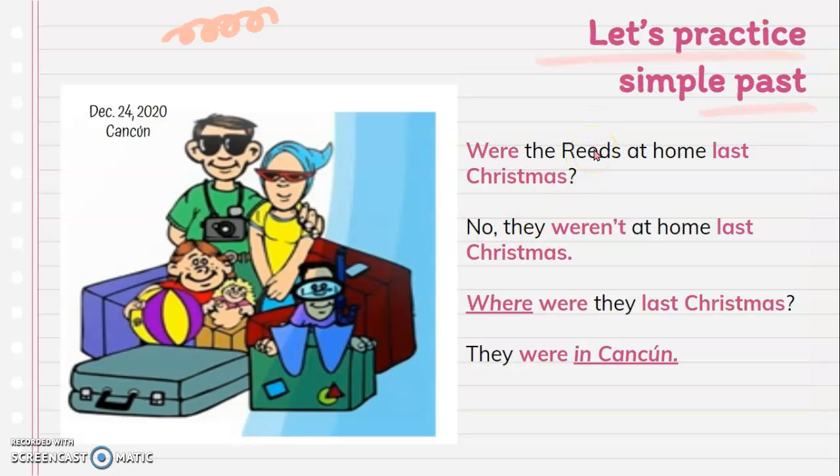Let's practice simple past. Were the Reeds at home last Christmas? No, they weren't at home last Christmas. Where were they last Christmas? They were in Cancun.